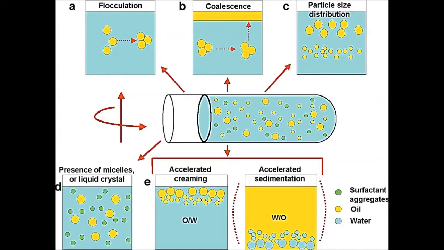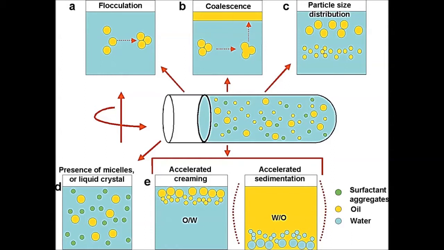The second type of instability would be coalescence. Coalescence occurs when droplets bump into each other. They combine to form a larger droplet. So, the average droplet size increases over time. This involves the breaking of the interfacial film.